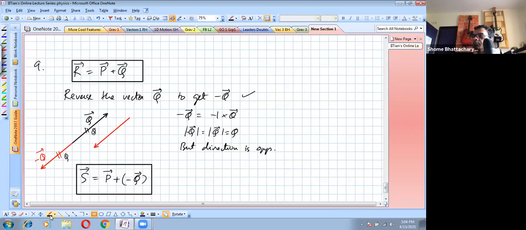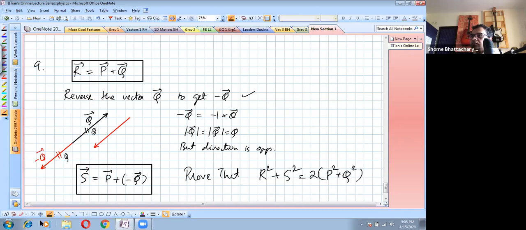Now the question is further saying that we have to prove or show that R square plus S square is equal to twice of P square plus Q square. It's a proof type of question. That means this R vector's magnitude square plus this S vector's magnitude square is equal to twice of P square plus Q square. This is what we have to prove.